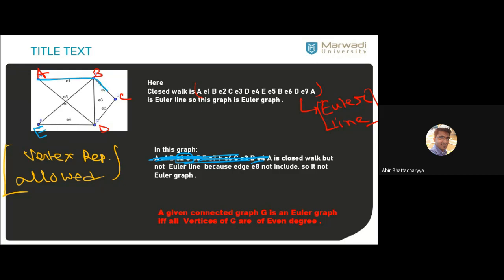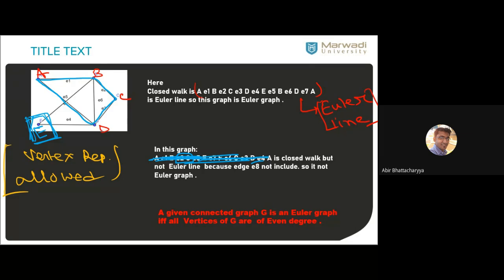A to B, B to C, C to D, D to A. Now this walk is a closed walk, but this is not an Euler graph. Why not an Euler graph? Because it is not taking part of E. There is one vertex E which is not taking part in this walk. So in an Euler graph, you have to cover all the vertices without fail.